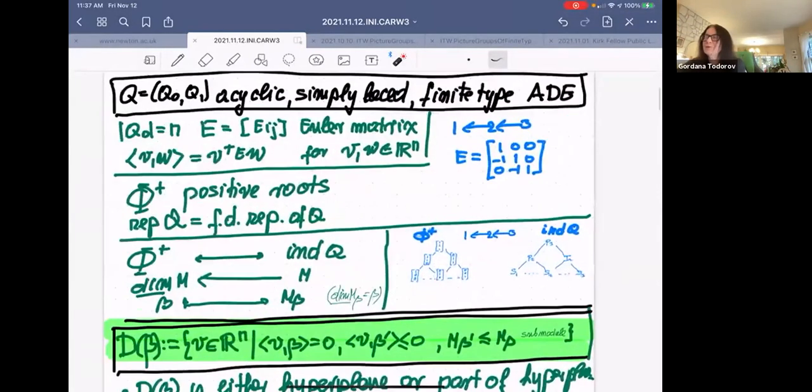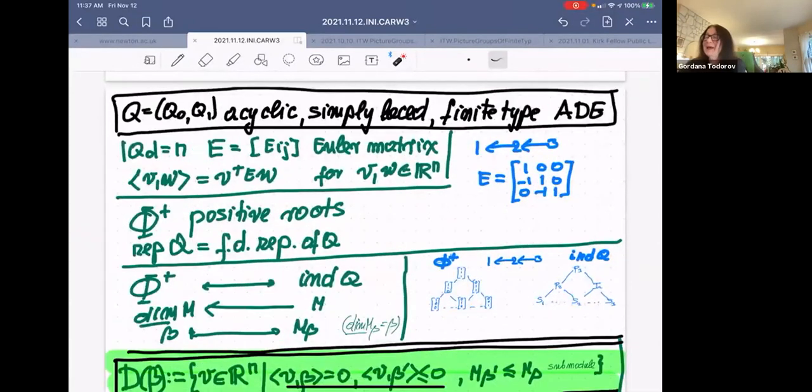so Q for the talk will be acyclic, simply laced, finite type ADE. So it's a simple problem. N will always be the number of vertices. E will be the Euler matrix for the quiver, and you can get it from the quiver by just putting -1 when there's an arrow. There's an arrow, -1, so that's the Euler matrix, or you can define it in terms of Hom and Ext.